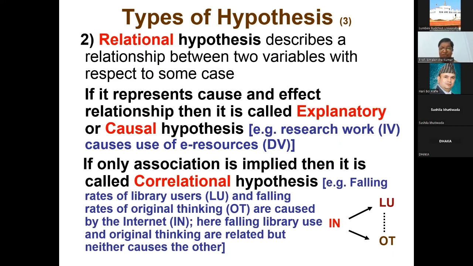If it represents a cause and effect relationship, then it is called an explanatory or causal hypothesis. For example, research work causes use of e-resources. If only association is implied, then it is called a correlational hypothesis. For example, falling rates of library use and falling rates of original thinking are caused by the internet. Here, falling library use and original thinking are related, but neither causes the other. So this is the relational.